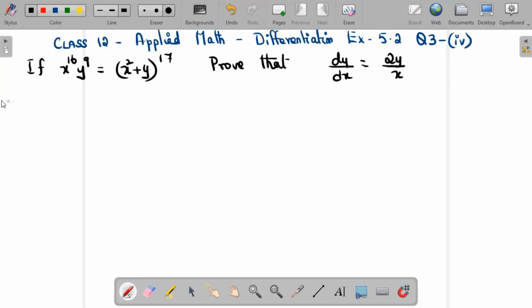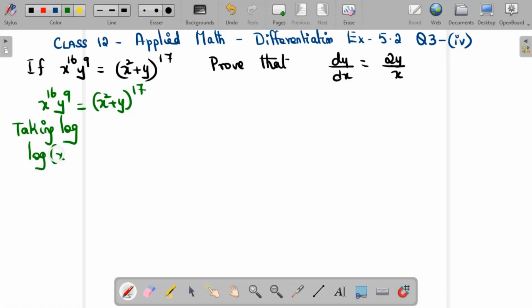So first let's take logarithm on both sides. Before that I'm going to write out the expression once again: x^16 y^9 = (x² + y)^17. For this expression I'm taking log on both sides. So taking log, this will become log of x^16 y^9 is equal to log of (x² + y)^17.